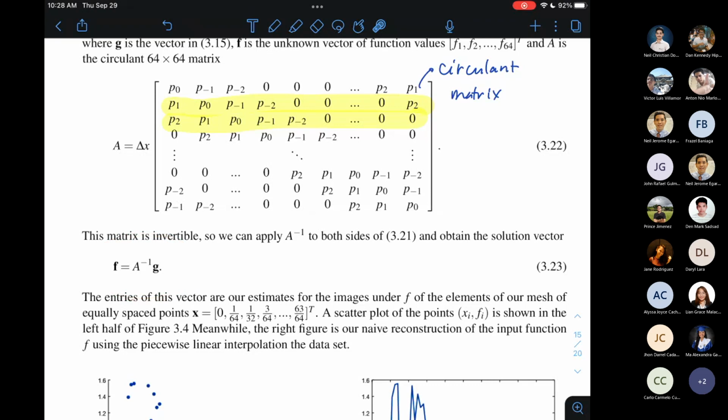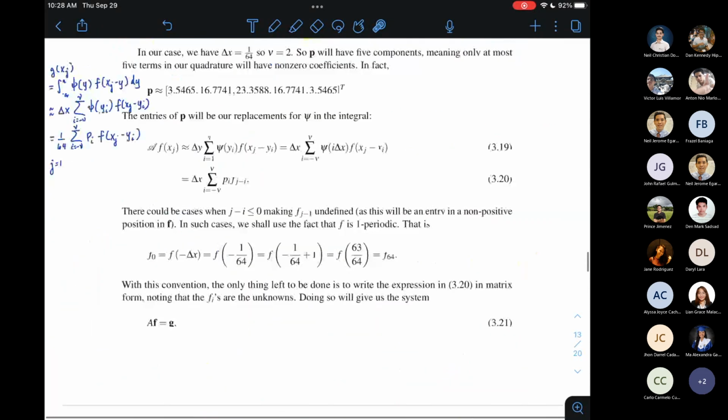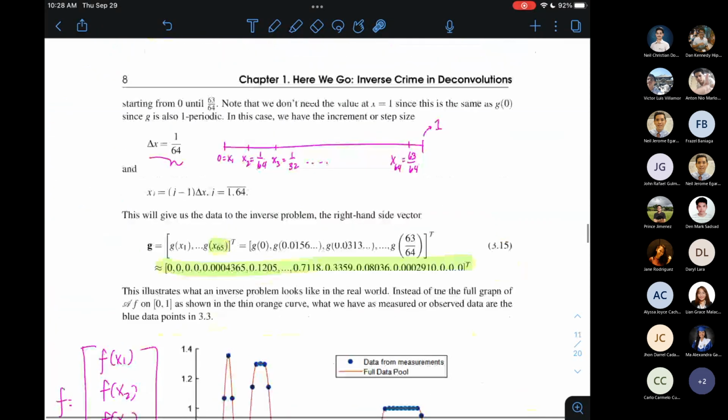Okay? Now, yung input dito sa linear system, nag-start tayo sa linear system na A F bar equals G bar. Ang input dito sa linear system ay si G bar, a vector of function values of the function G, right? Pinakita ko to yata last time. Dito nga ba siya sa taas? Okay.